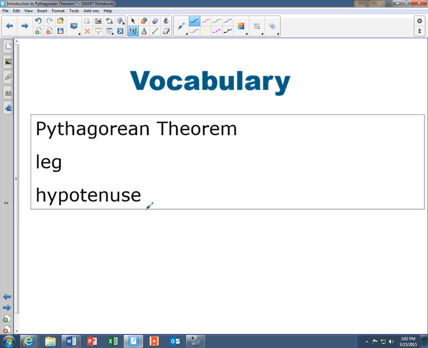That word is pronounced hypotenuse. What I'd like you to do right now is in your notebook, go ahead and write down those three vocabulary words, and then as you learn what they are, you can fill that into your notebook. So here we go.